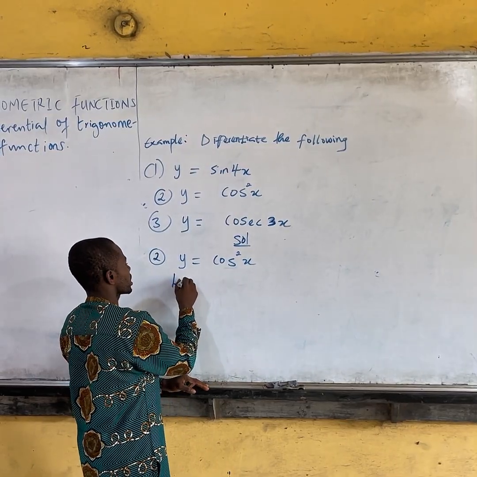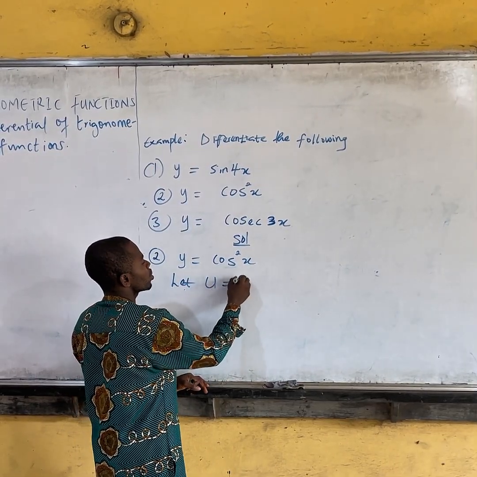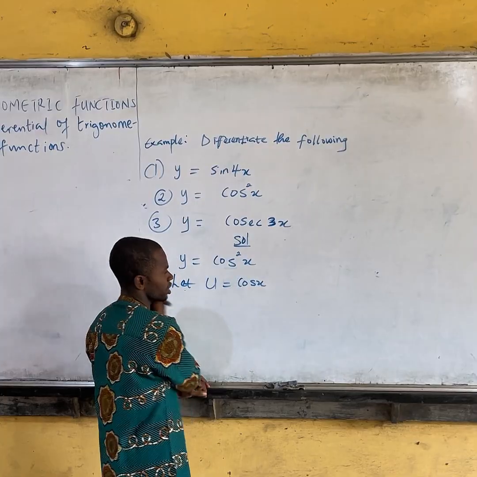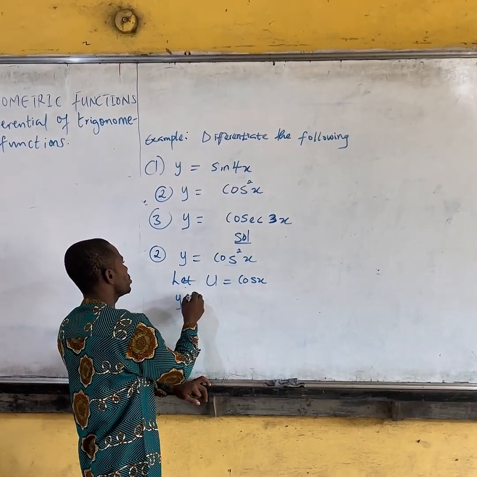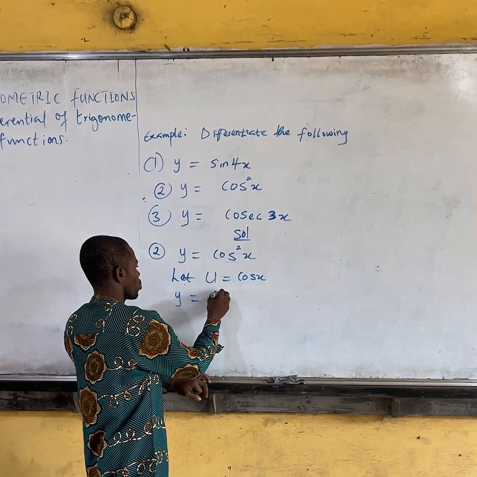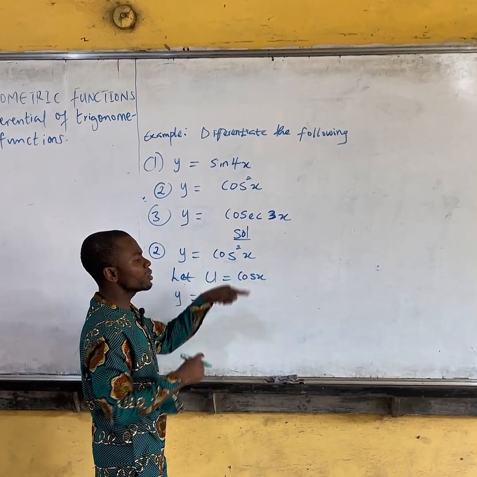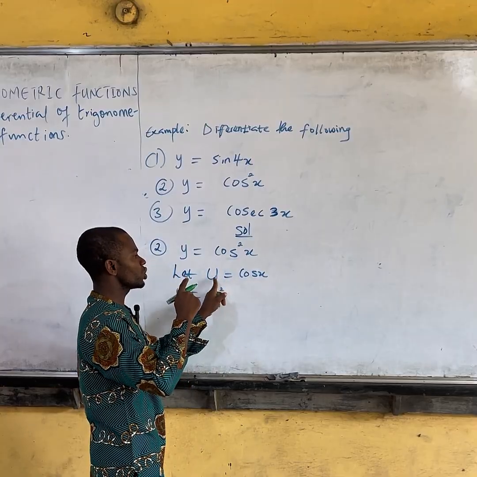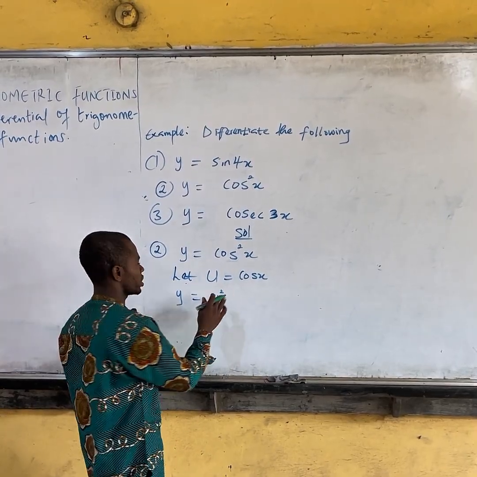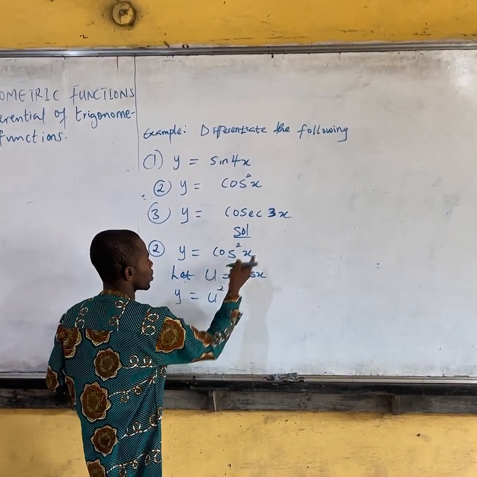You now say let u be equal to cos x, which means if u is cos x, then y will be what? u squared. Why? Because cos square x means cos x times cos x. Since one of it is u, it will now be u squared, which is representing cos square x.